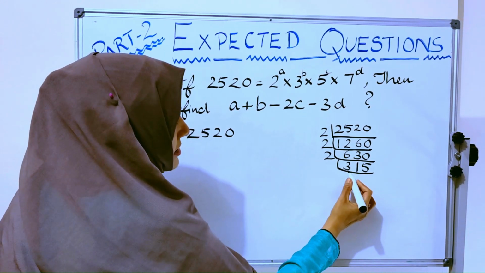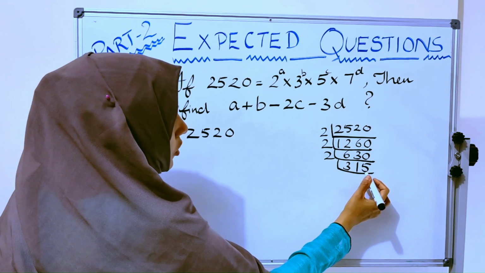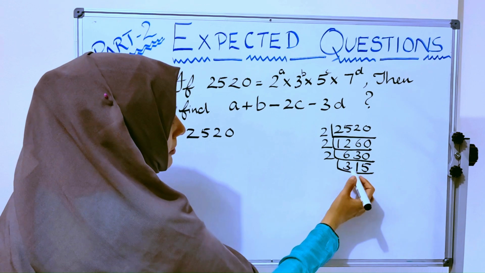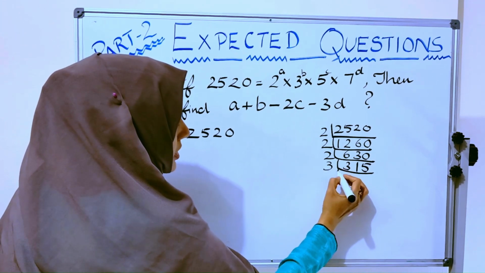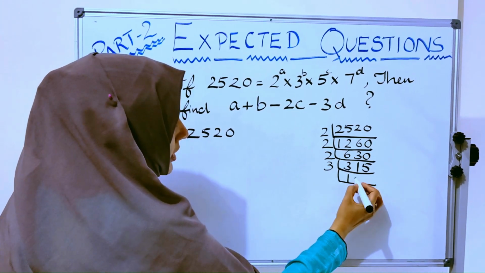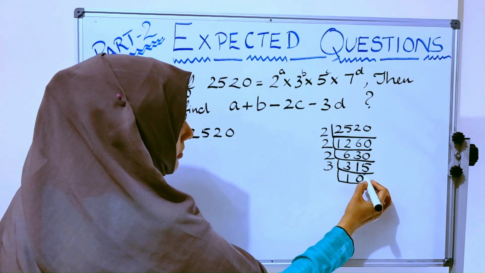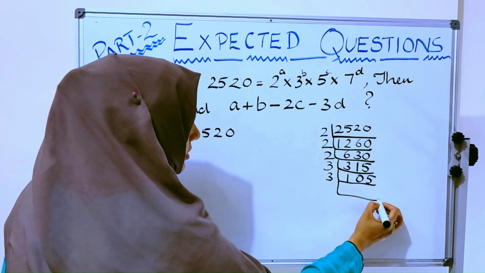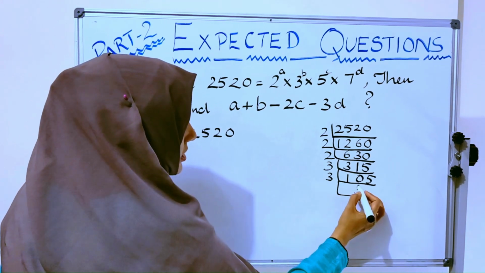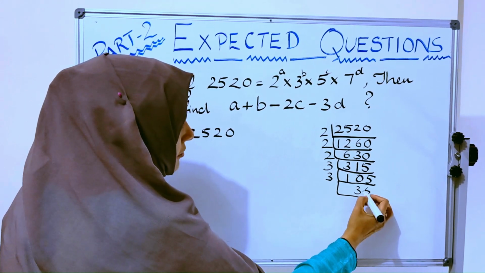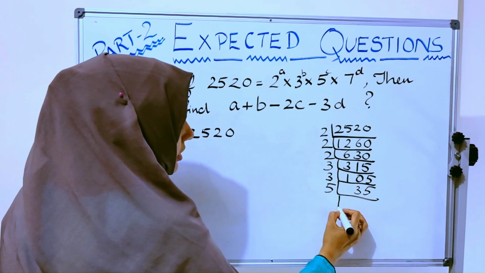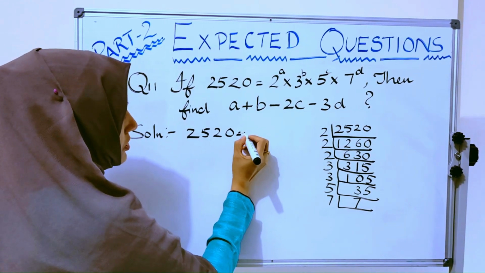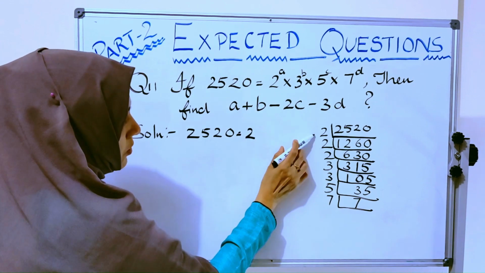Then add the digits: 1 plus 4, 4 plus 5, 9. So 9 is divisible by 3, so the whole number is divisible by 3. Go with 3. 3 will 1 time, 1 will 0 time, 15 will 5 times. Again 3: 10 will 3 times, difference 1, 15 will 5 times. Then 5, 7. So 2520 is equal to 2 raised to 1, 2, 3.